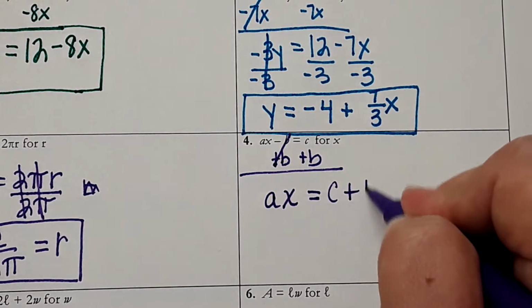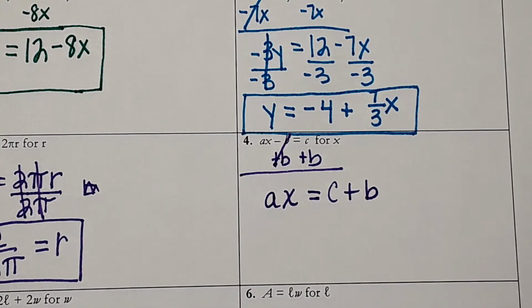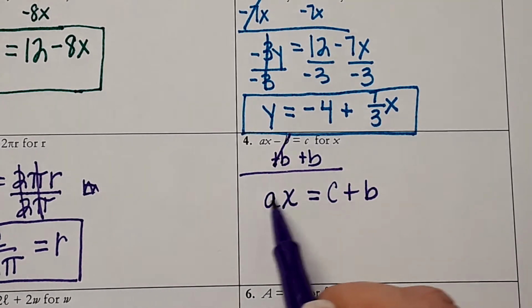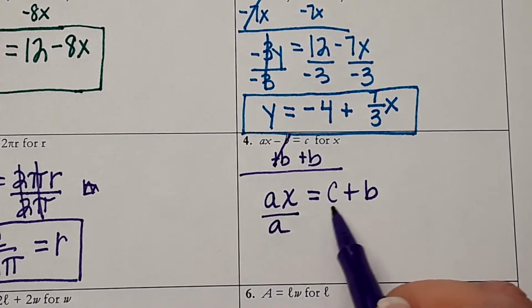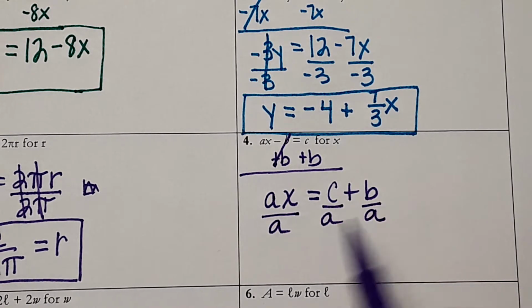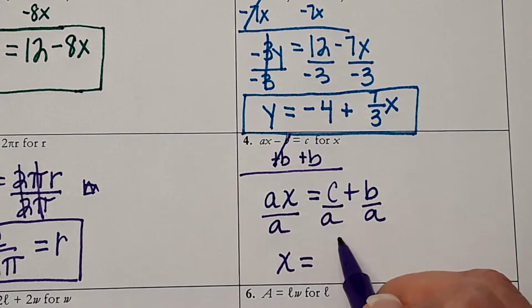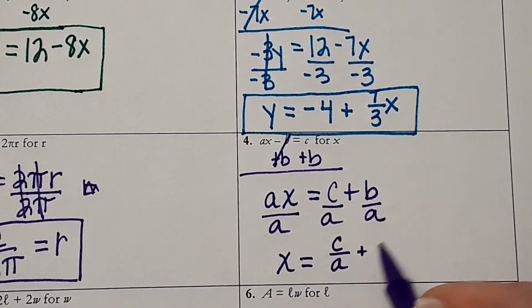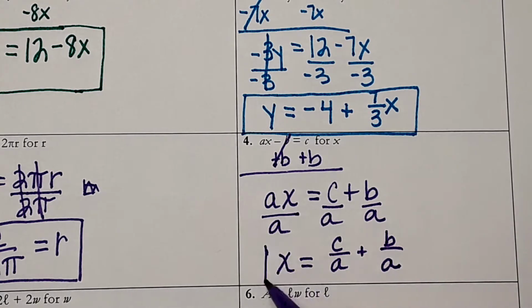Well, guess what, you guys? You can't add them because they're not like terms. So you just leave them. I know it's just like lots of letters, and you're like, oh my gosh, but always remember, in this problem you're trying to get x by itself, so we're concentrating on that. Now, since a is in front of x, we're going to divide everything by a. So x equals c over a plus b over a. And leave it like that. That's perfect.